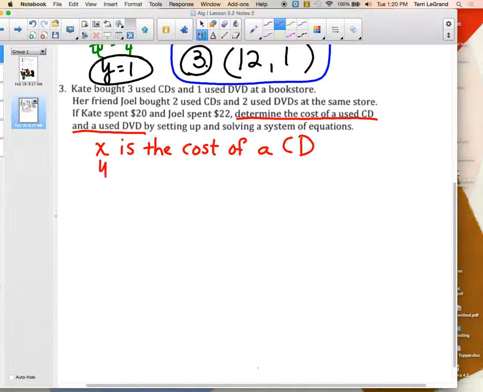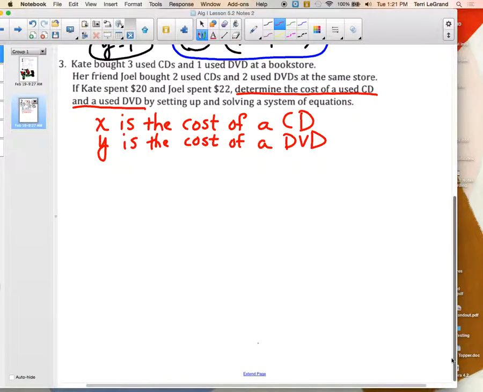Well then, if x is the cost of a CD, what is y? Cost of a DVD, yeah. Again, we know how many DVDs they bought. We don't know how much each of them cost. So the CD and the DVD are different? Yes. They are, but they aren't. I mean, one's a movie, one's music, typically that's the way they are, yes.